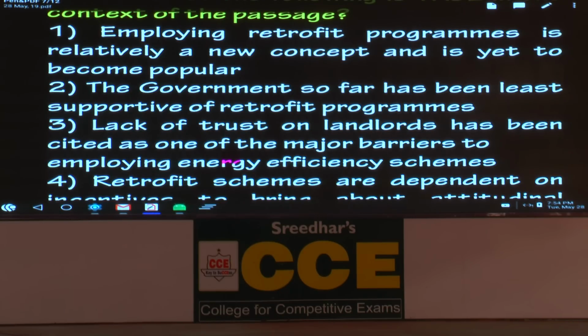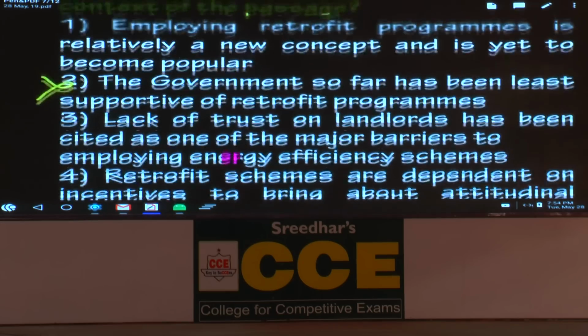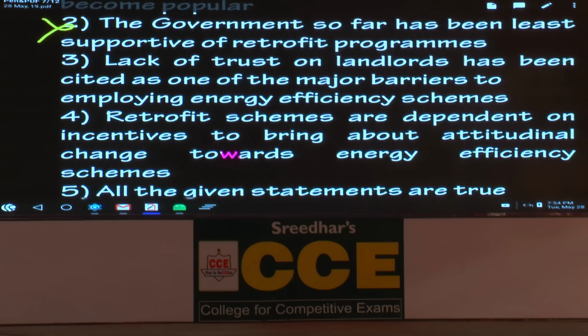Okay, hold that one. The government so far has been least supportive. This is not right. In the passage, it talks about the support given by the government. Mark this wrong. Those who have read the passage, it talks about the support from the government.